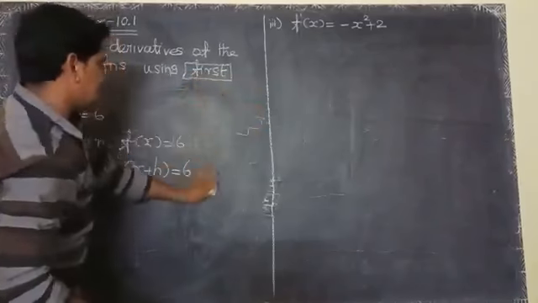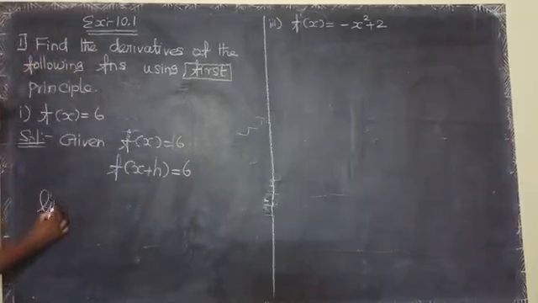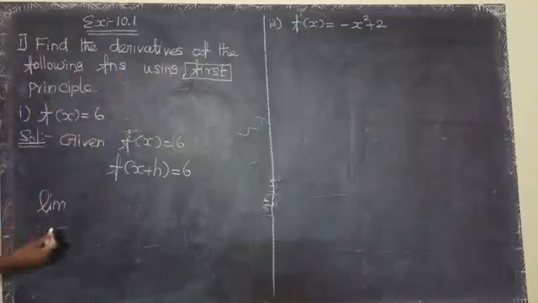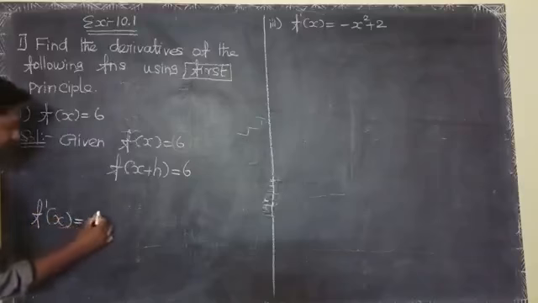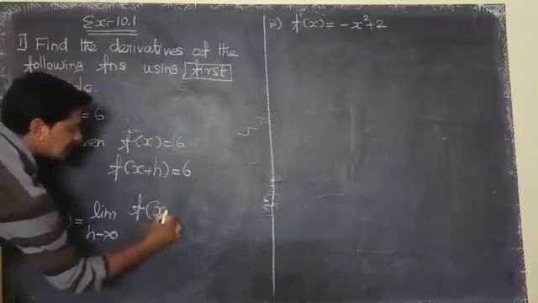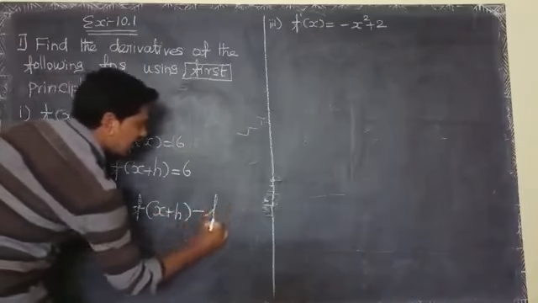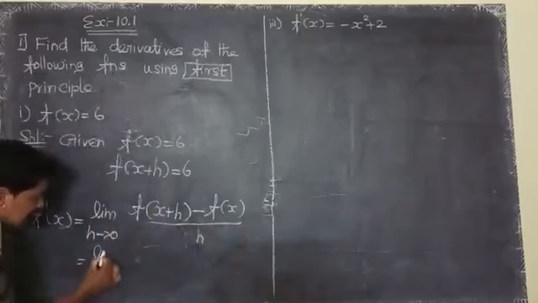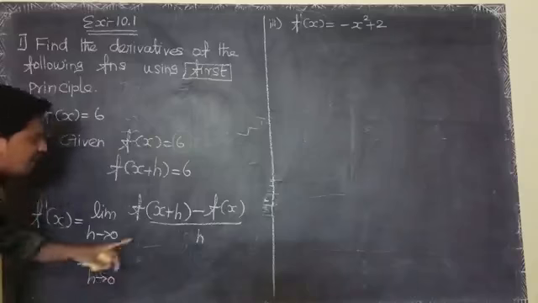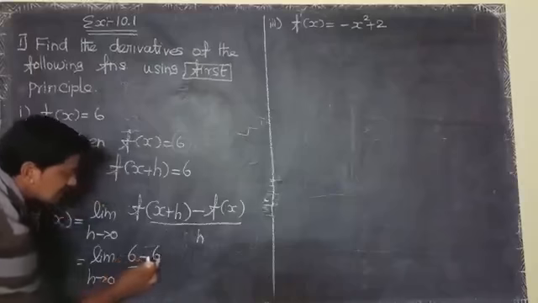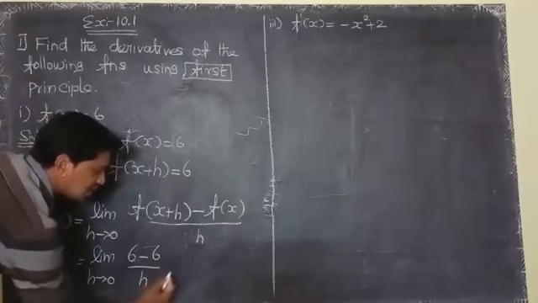By using first principle, f dash of x is equal to the limit as h approaches 0 of f of x plus h minus f of x divided by h. Here, f of x plus h means 6, so 6 minus 6 divided by h. 6 minus 6 is 0, divided by h, which is equal to 0.